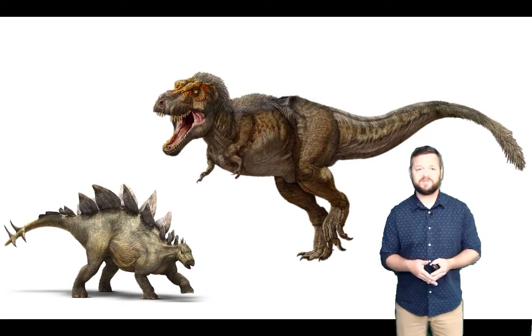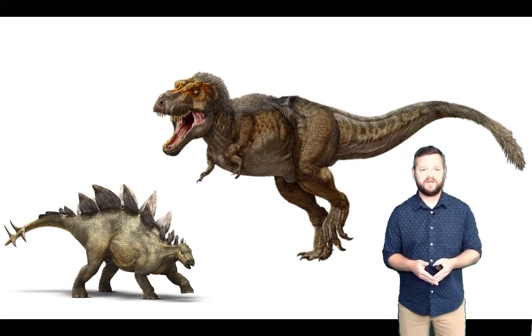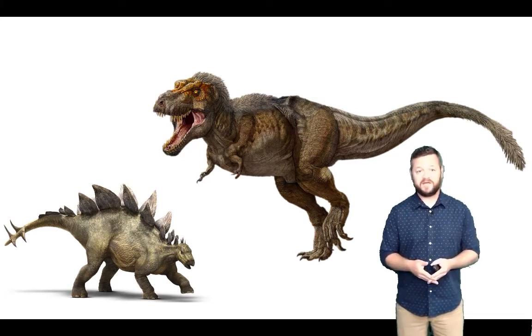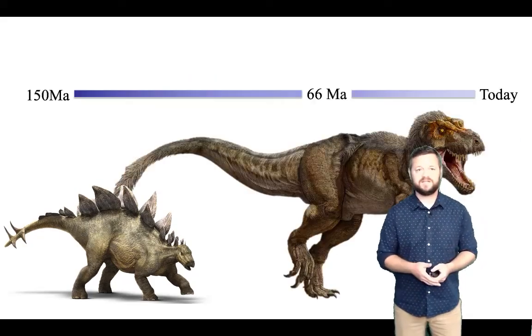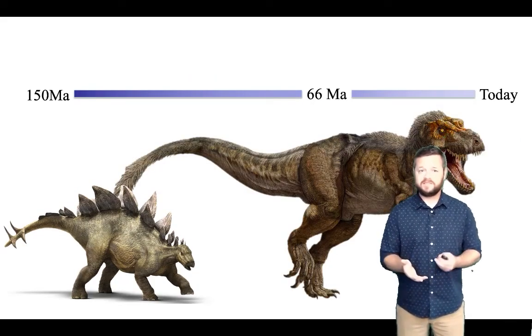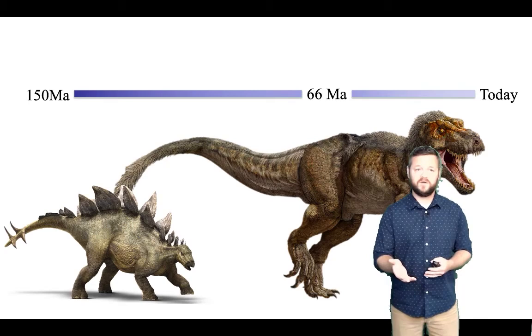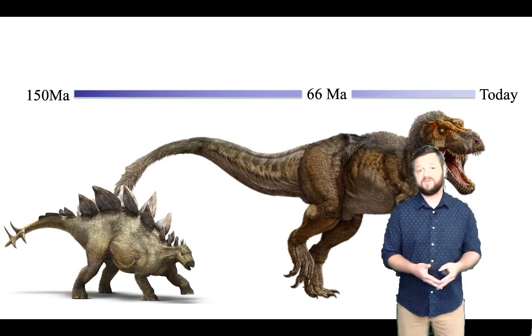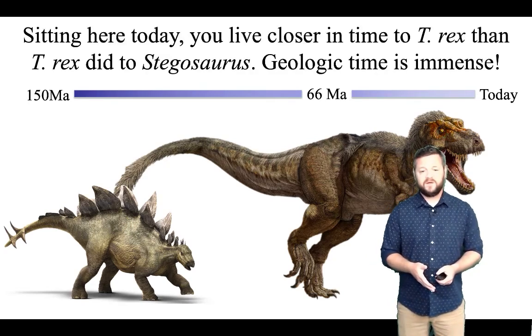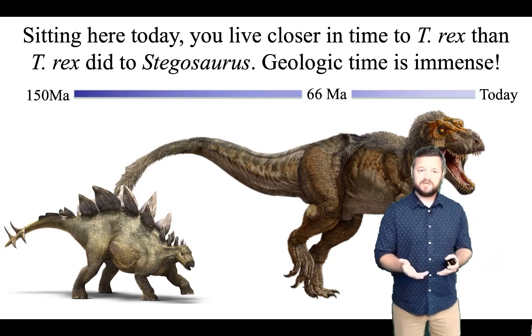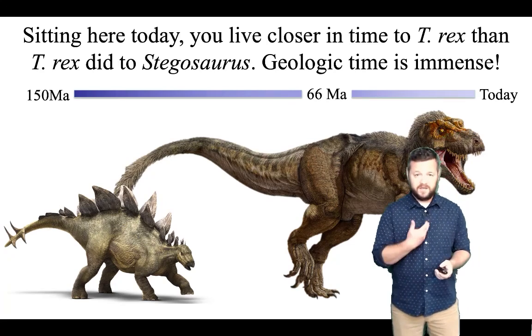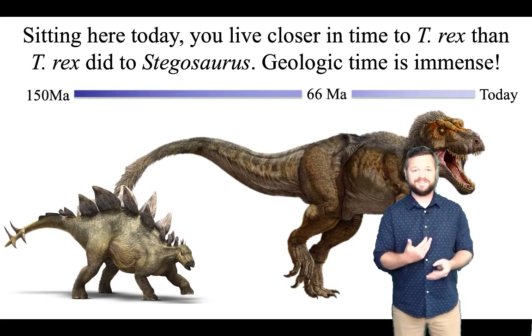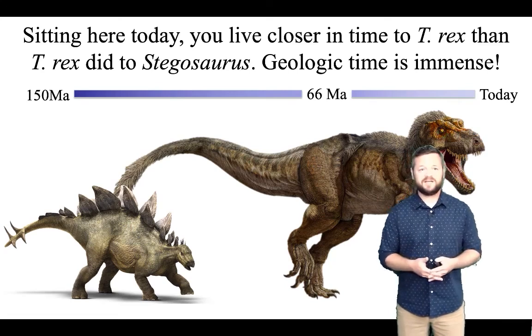It's a common misconception that T-Rex and Stegosaurus would have interacted, or at least lived together in the time of the dinosaurs, which sounds fantastic. However, in reality, T-Rex lived about 66 million years ago, while Stegosaurus lived around 150 million years ago. Which means, if you do the math, T-Rex lives closer in time to us in the modern day than it did to the Stegosaurus. Geologic time is immense.